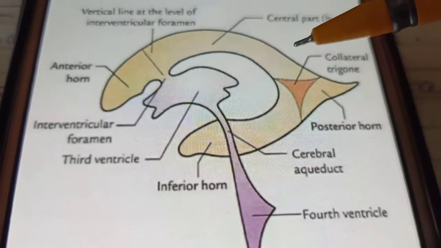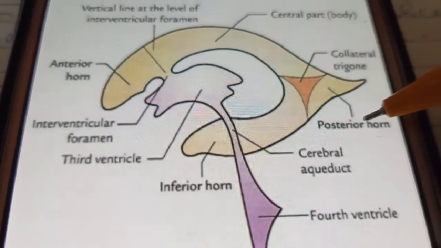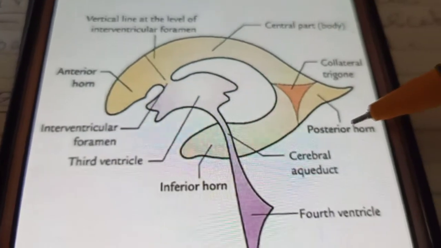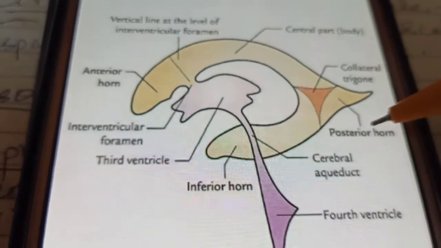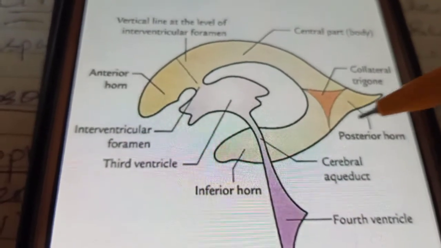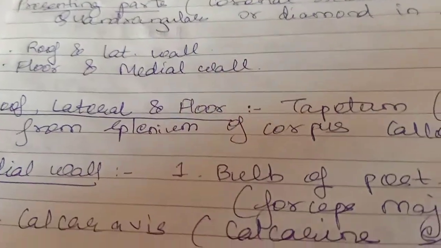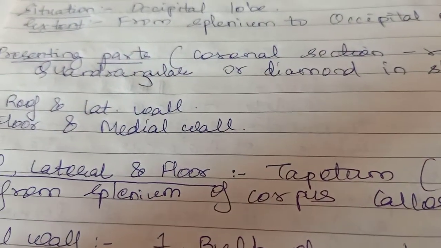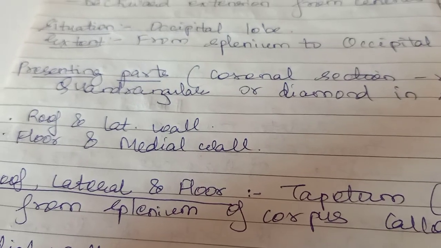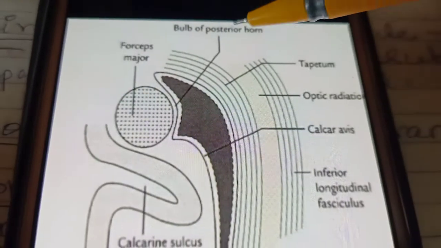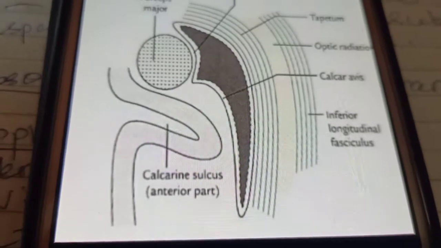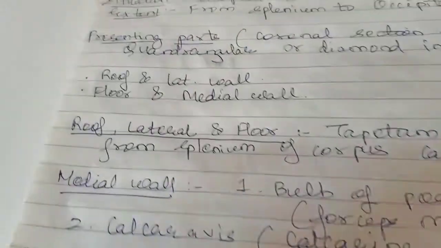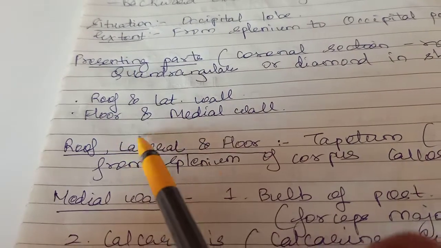Now when we take a coronal section through the posterior horn, it is quadrangular or diamond in shape. Both the central part and the anterior horn were somewhat triangular in shape, but the coronal section through the posterior horn is quadrangular or diamond in shape. This is the bulb of the posterior horn. It has a roof and lateral wall, floor and medial wall.